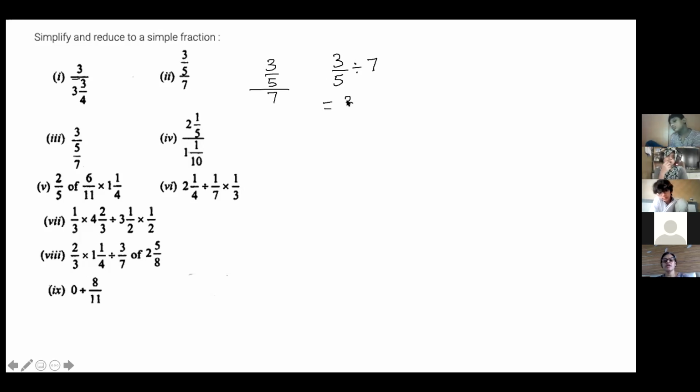Yes. And ma'am, when I write 3 by 5 divided by 7, it is understood that 7 is 7 by 1. So when I take the reciprocal, I will get 1 by 7. No lowest form is there, so this itself is in lowest form. 3 into 1 is 3 and 7 into 5 is 35.